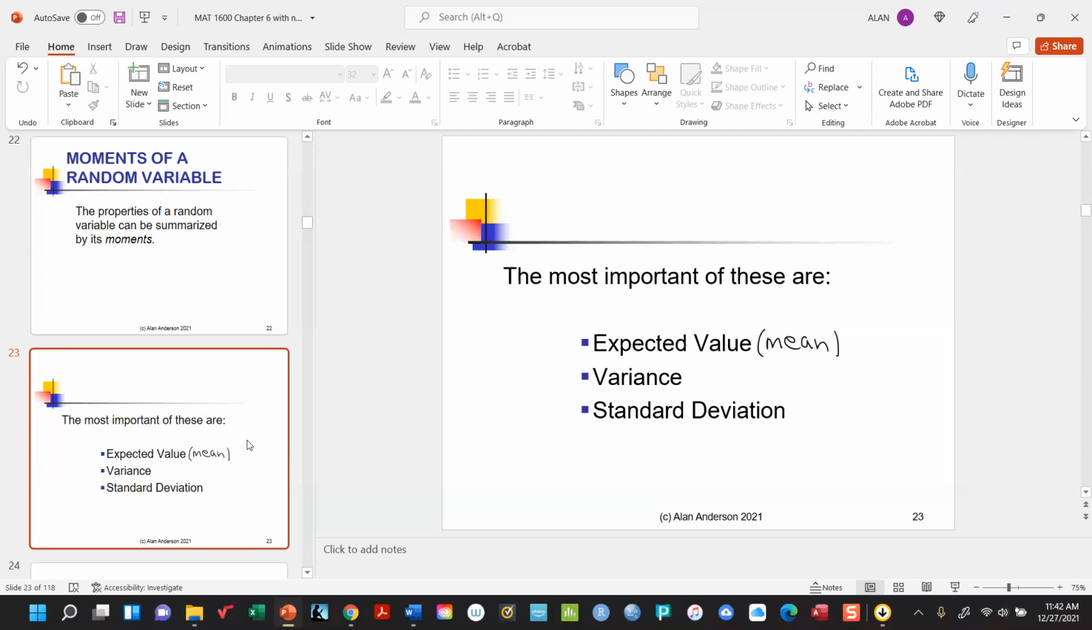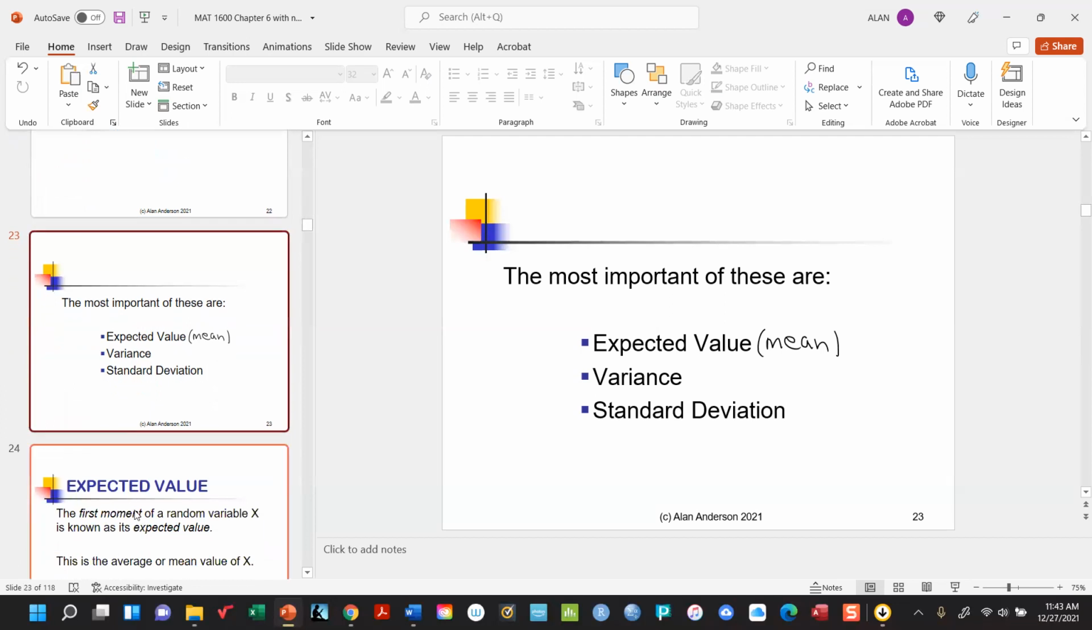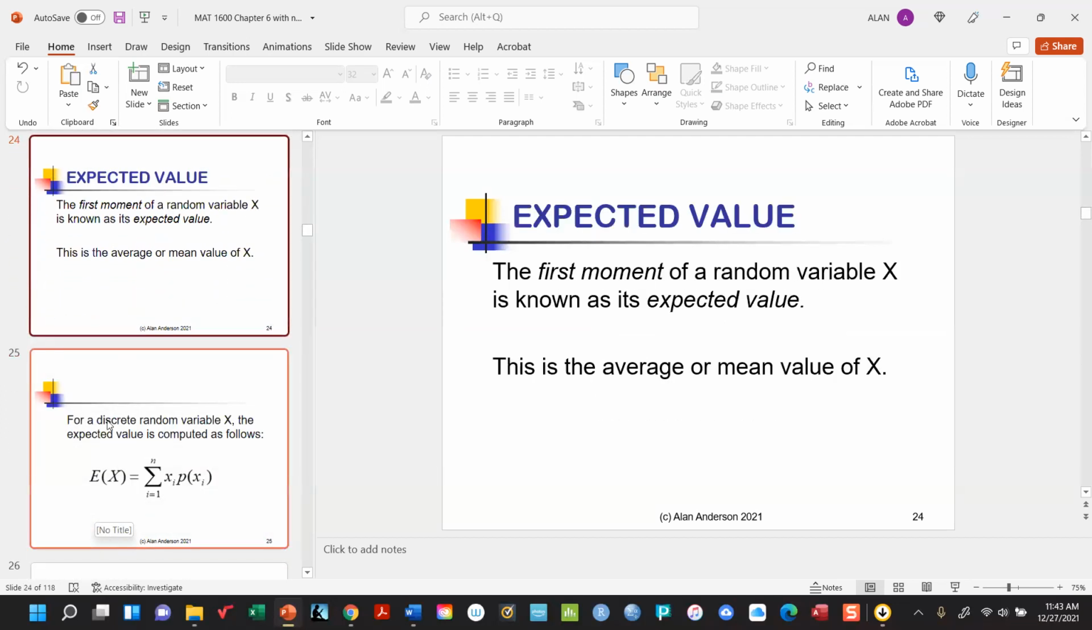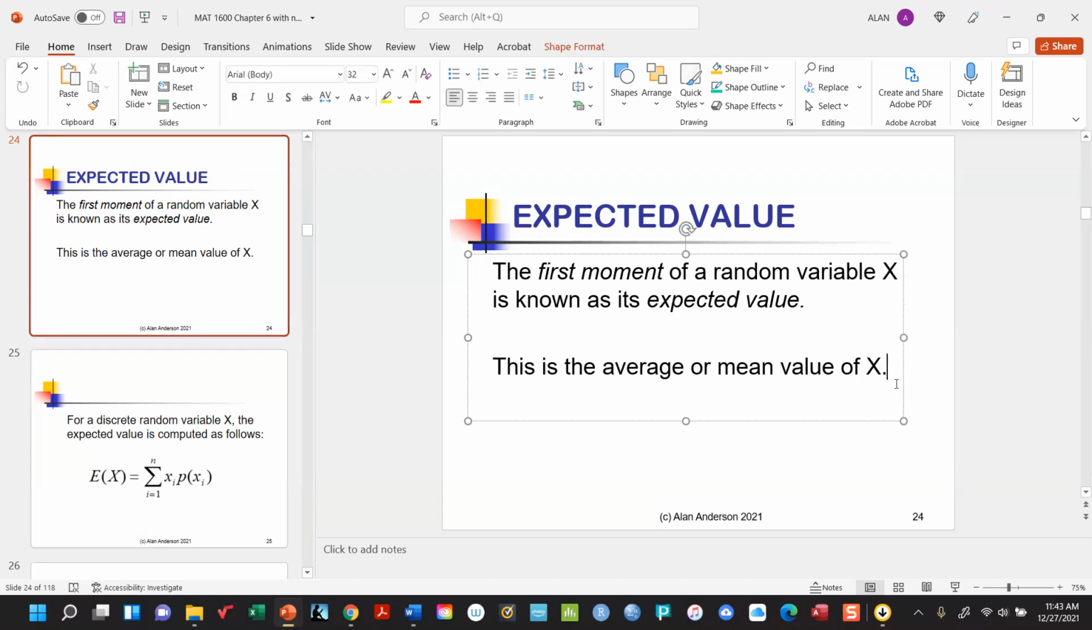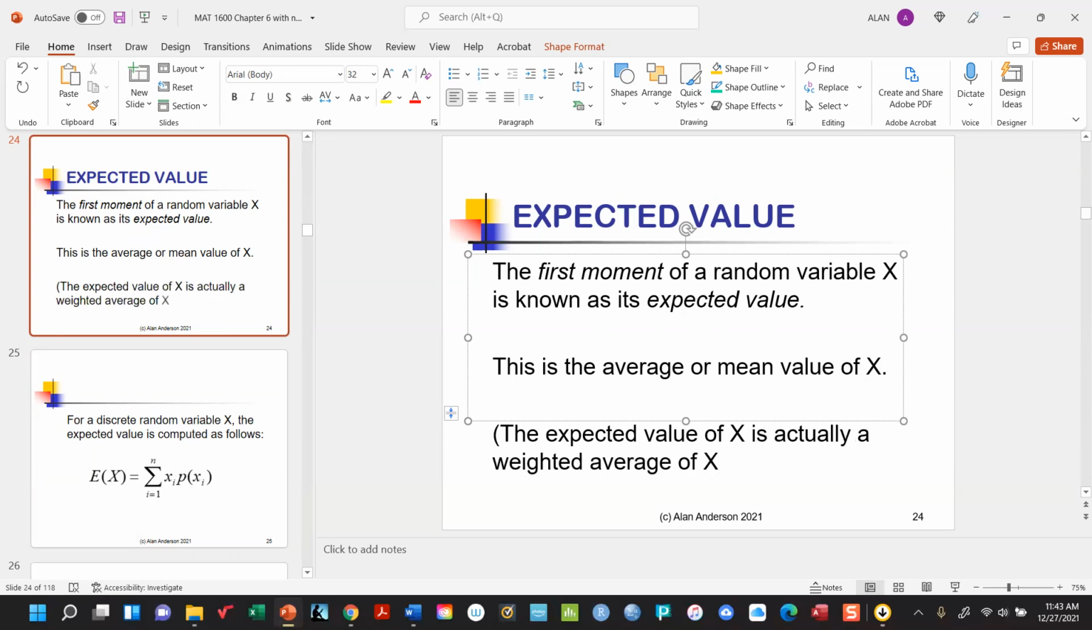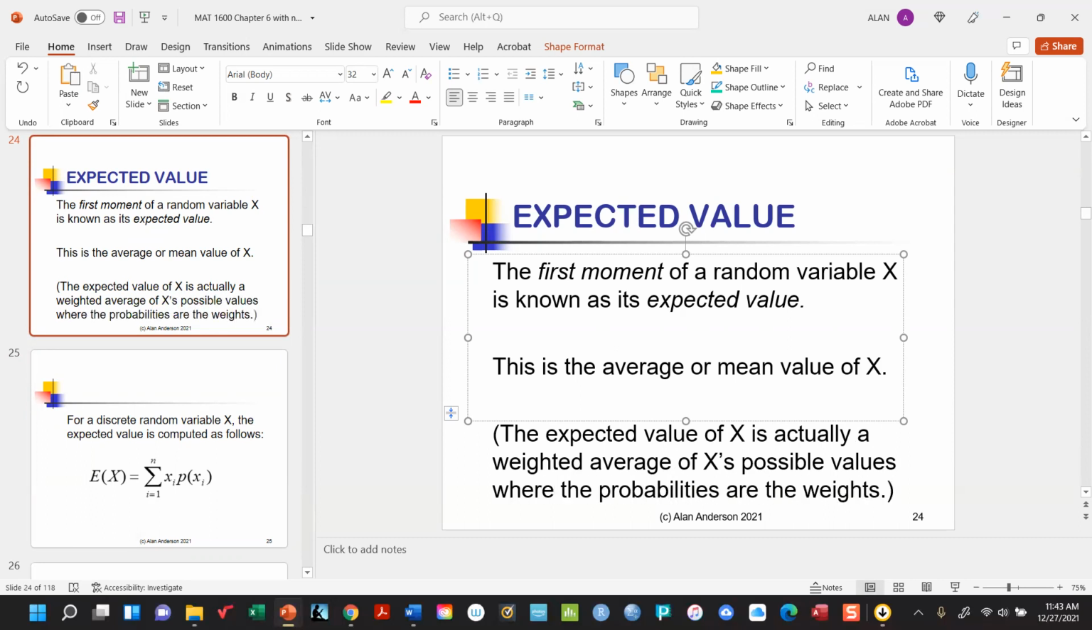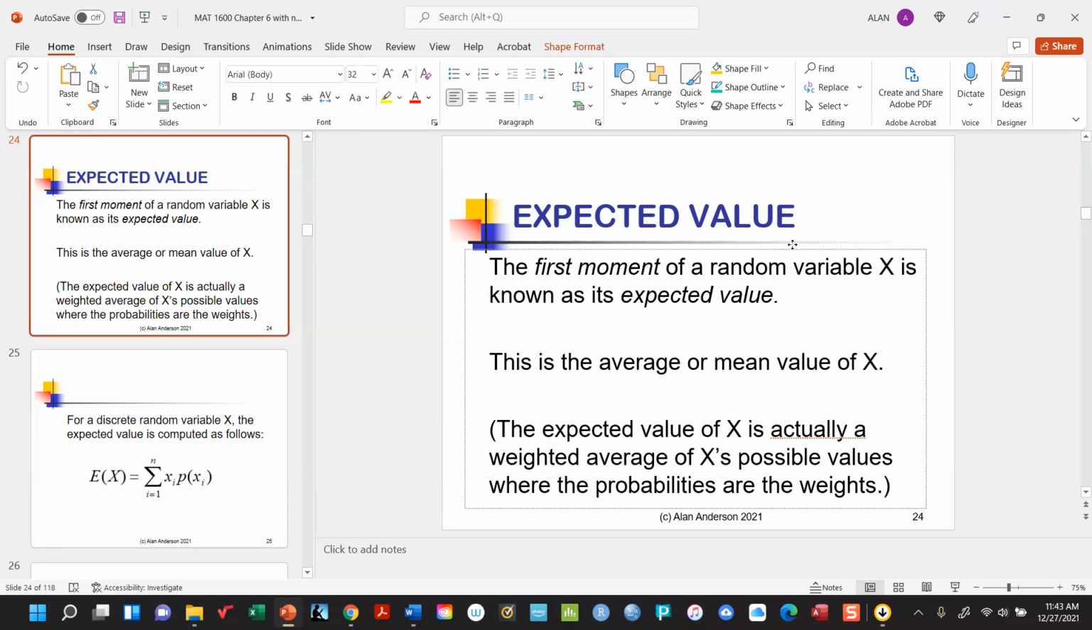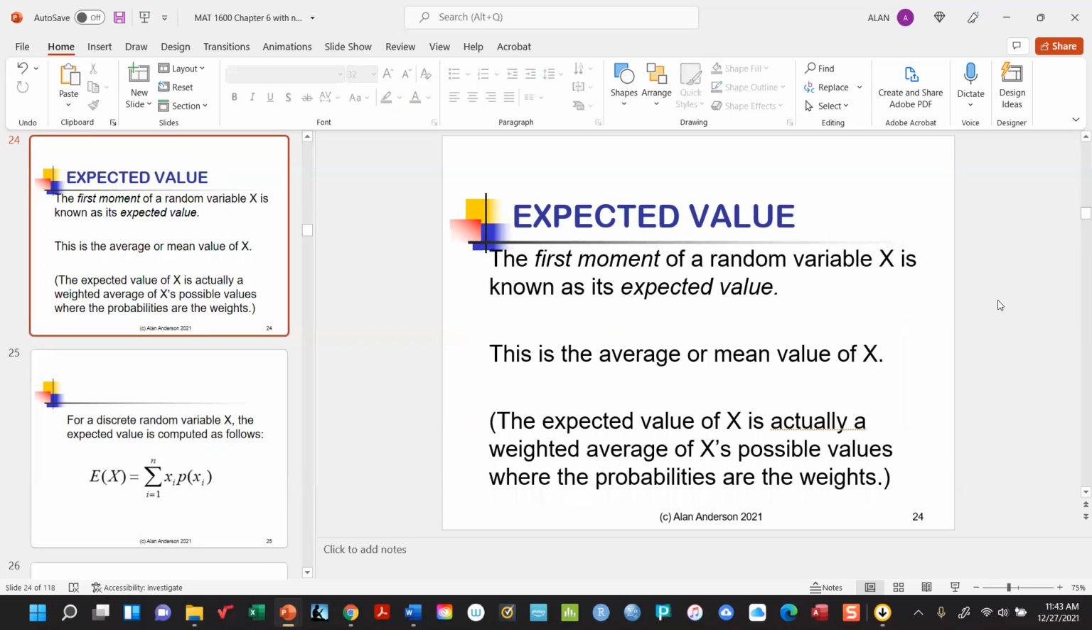All right, so let's take a look at the expected value first. The expected value is sometimes known as the first moment of the random variable X, and it's the same thing as its mean or expected value. By the way, let me throw this in here in parentheses. The expected value of X is actually a weighted average of X's possible values, where the probabilities are the weights. So when you see the formula, you'll say, oh, now I understand what you're talking about. It's a weighted average, and the probabilities of the different values of X are the weights.